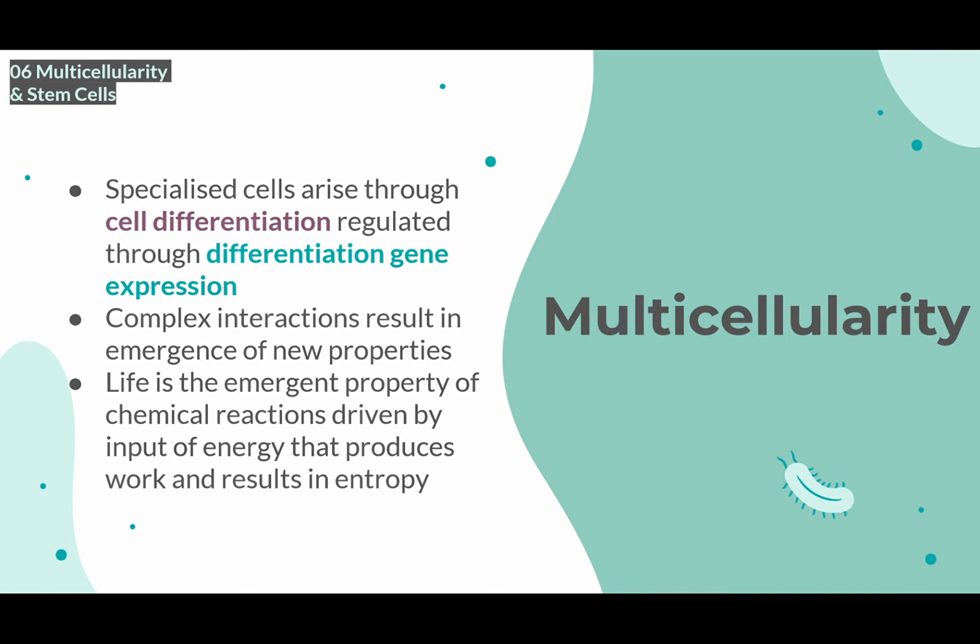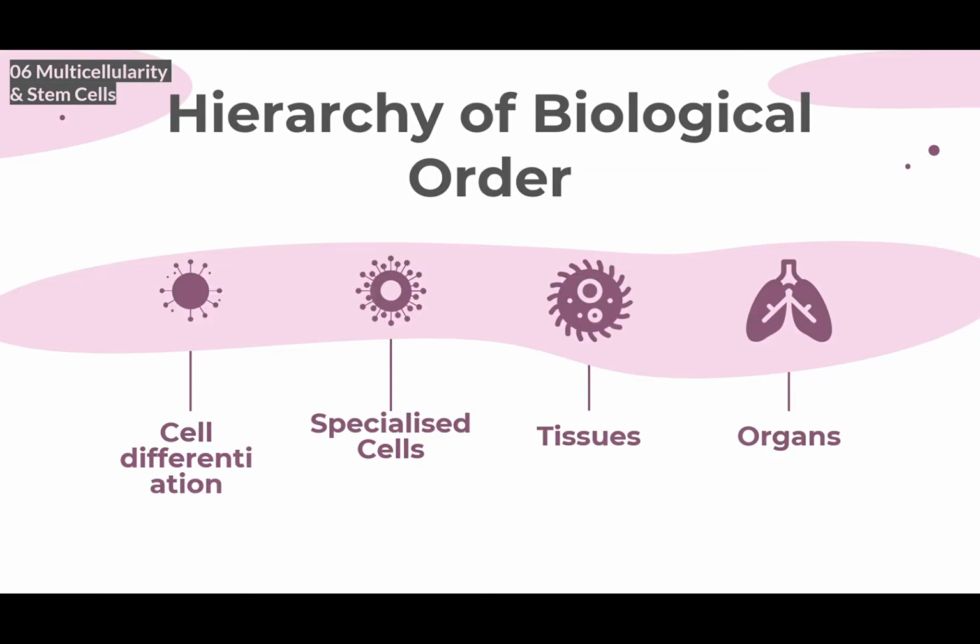The aforementioned hierarchy of biological order is seen here. First, in multicellular organisms, you have cell differentiation. Then we have the specialized cells with their specific functions. They associate to form tissues. From then on, they organize into organs. And that's how the hierarchy of biological order comes about and how multicellular organisms arise.